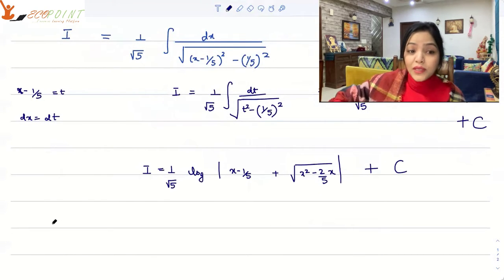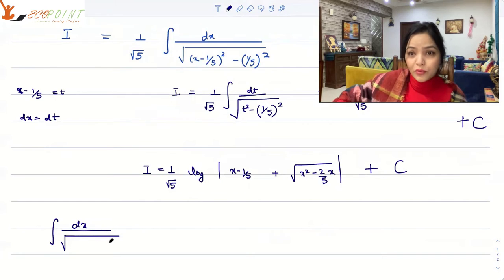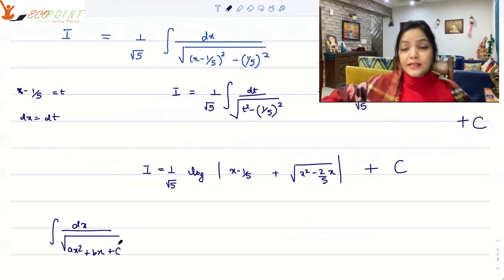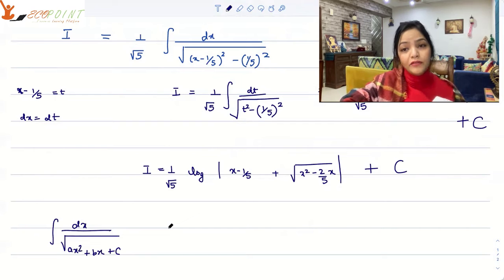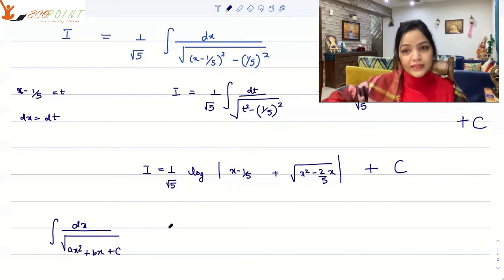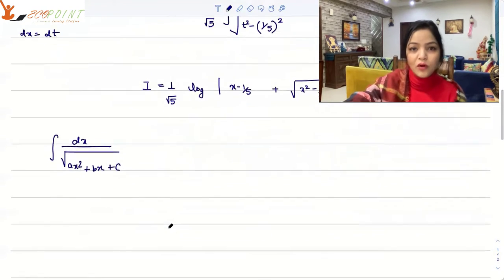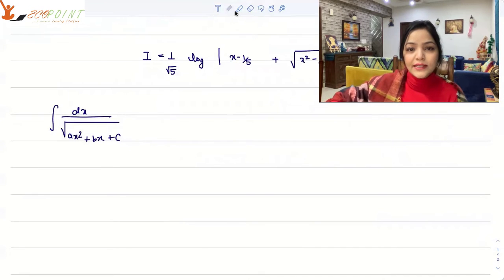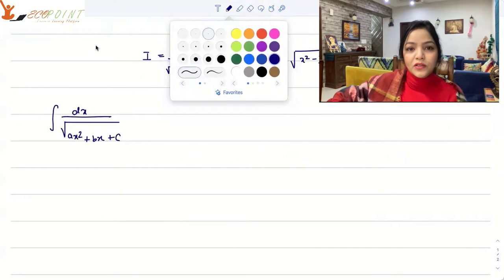So what have we done? What we have figured out here is the integral of dx upon the square root of ax square plus bx plus c. So that's what we've done here. Now let's take some more examples, but this time of a different kind. So we've done this form. Let's change the form a little bit. So let's have some more cases to look at now.